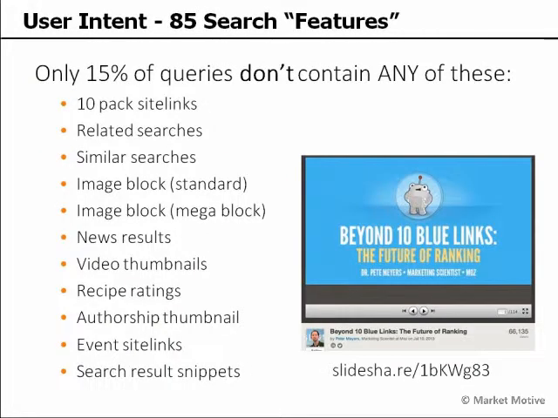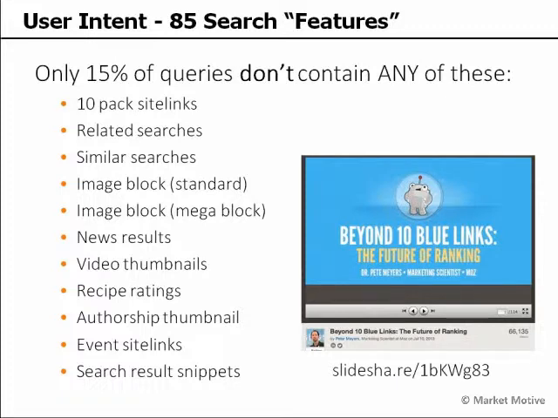There's many other types of user intent. Google has over 85 search features. This is different types of queries that trigger different types of search results. So if I search for insurance images or currency images, I'm going to get an image search that's heavily weighted with image search results. Or if I'm searching for something about insurance news, I'm going to get news results or video or recipes, etc., etc.